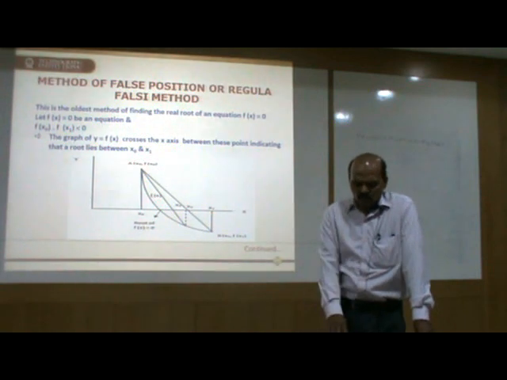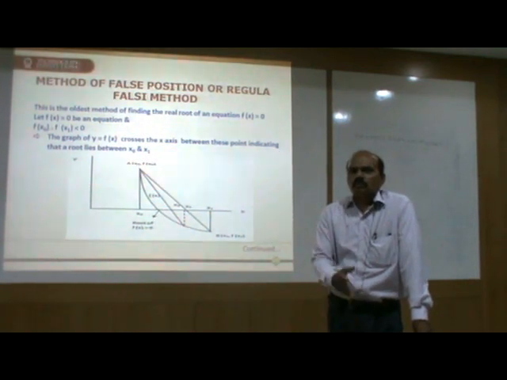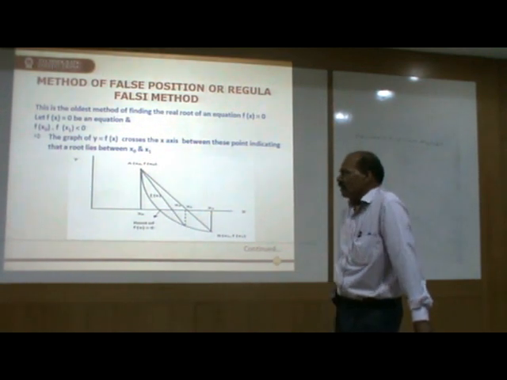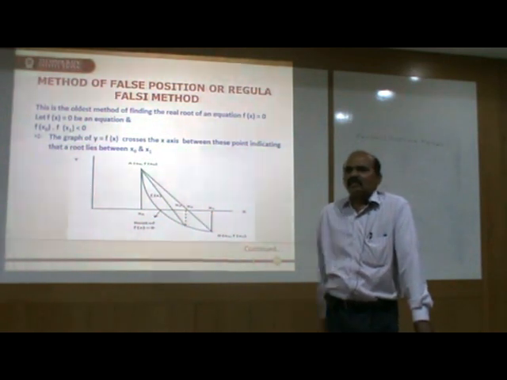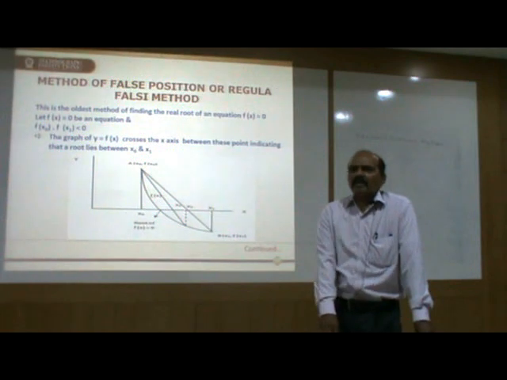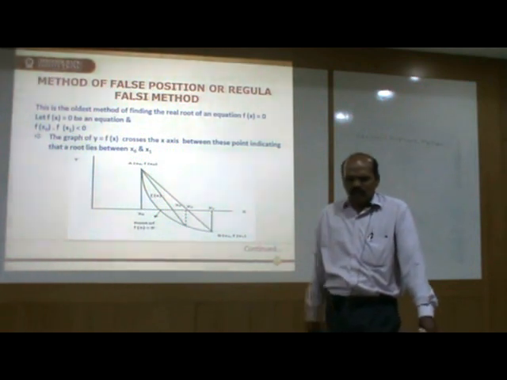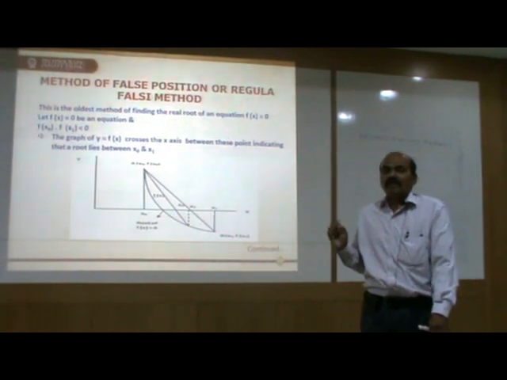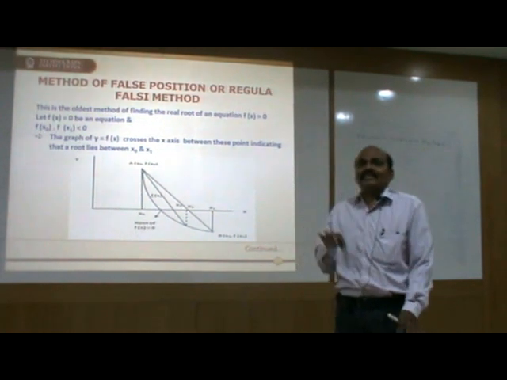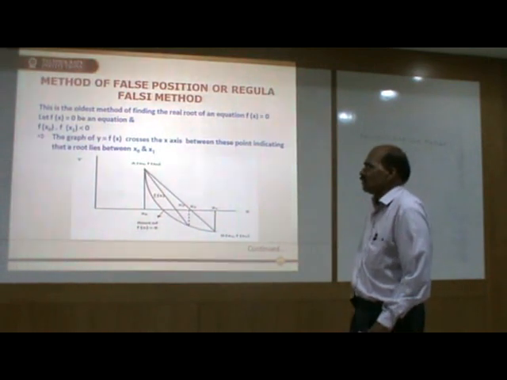Now how this method works faster, I will show by solving the same question by another method. The name of that method is the regula-falsi method. Although the regula-falsi method always converges to the solution, its rate is slower than that of Newton-Raphson method.